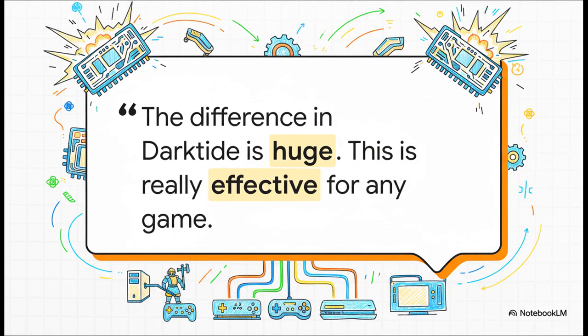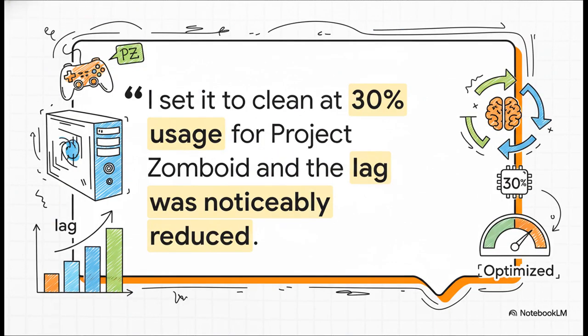For anyone who plays really memory-hungry games like Darktide, you know the struggle. And this person says the difference is just huge. And they make a great point. While it's amazing for one specific game, the benefits really apply to your entire library. It's effective for any game. I love this one. This is so smart. This person knew that their game, Project Zomboid, usually used about 25% of their memory. So what they do? They set the trigger just above that, at 30%. And the result was a direct, noticeable reduction in lag. It's just a perfect example of smart, targeted optimization.